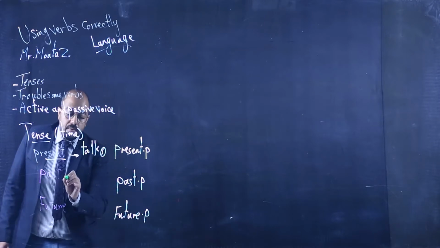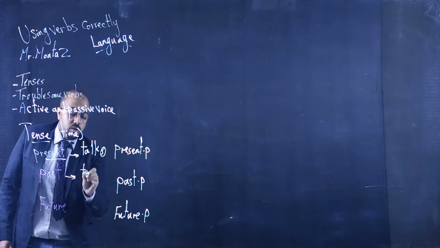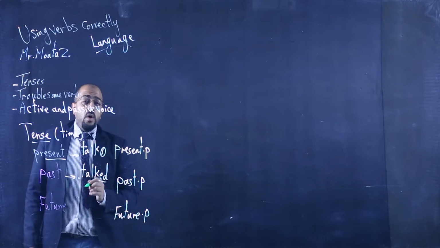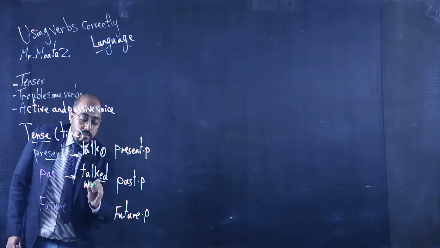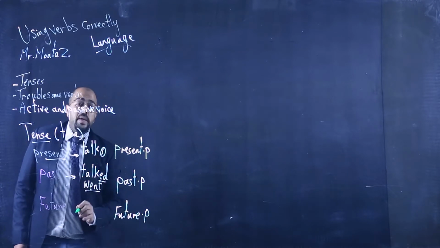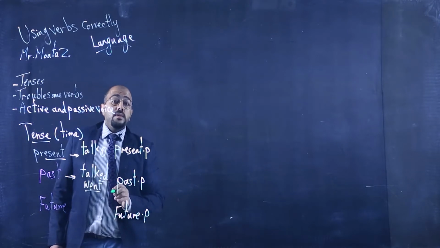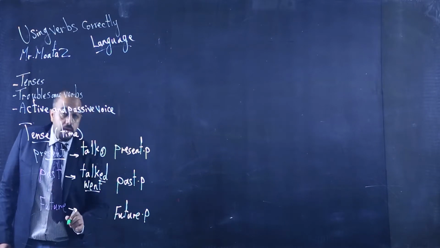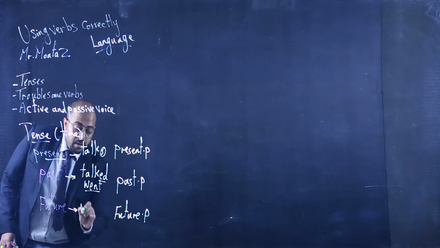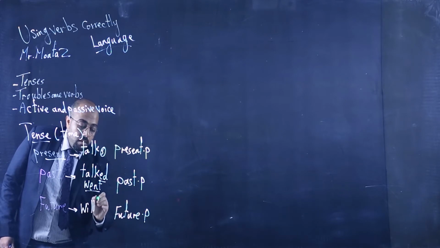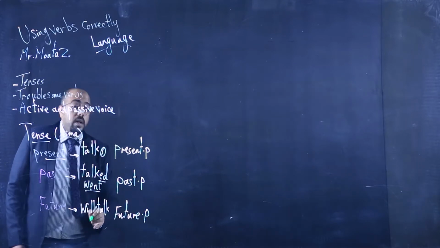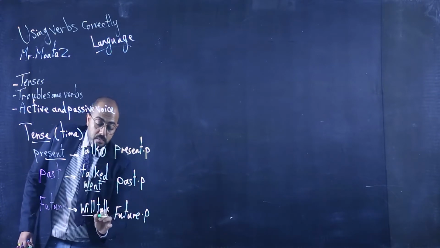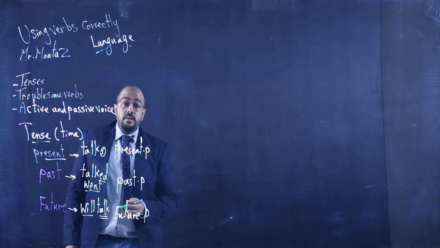What about the past one? Here we form it by adding ed if it's a regular verb, or some verbs like go, where the past is went, an irregular verb. So here are verbs in the past. What about the future one? We have will plus the infinitive form of a verb. So it will be will talk, will play, will go. So will followed by the infinitive form of a verb.